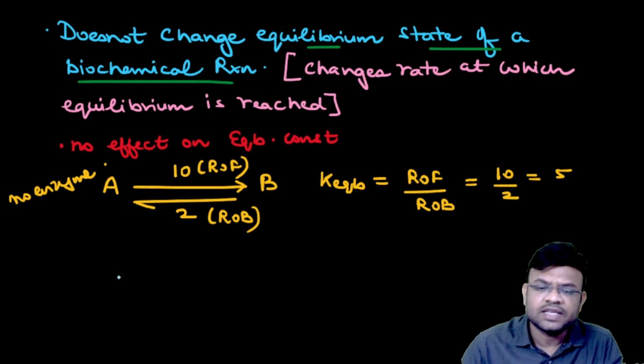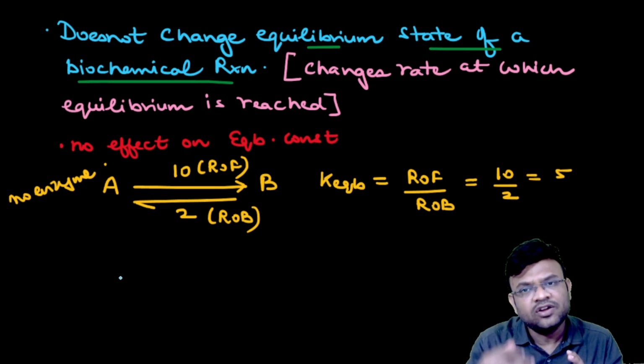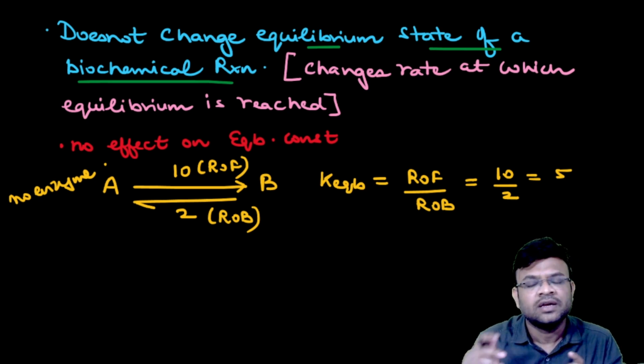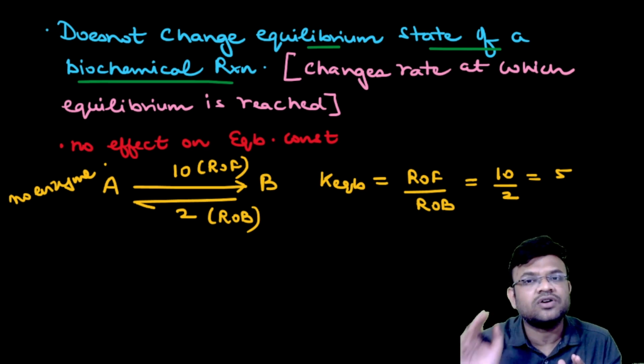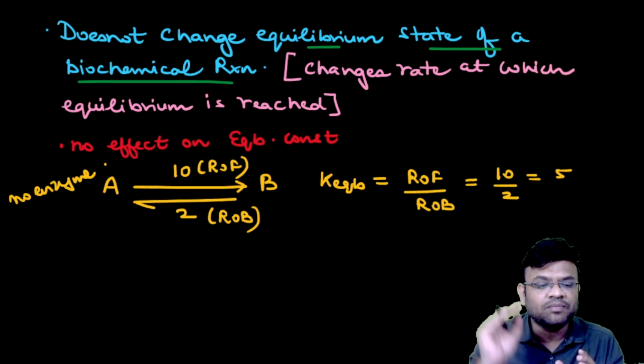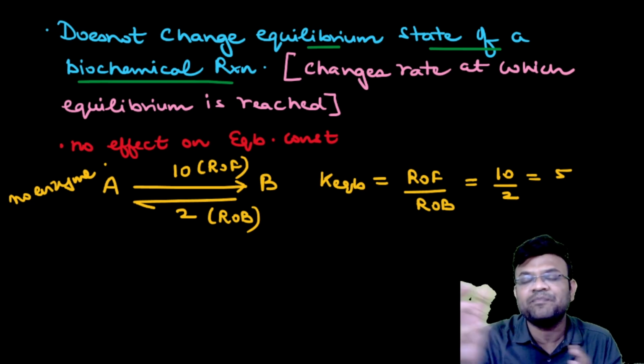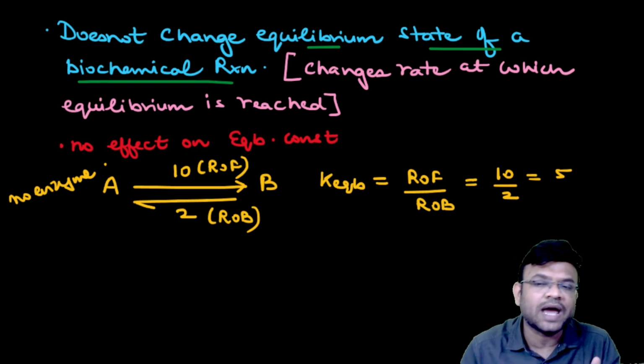So when you are using an enzyme, the rate of the forward reaction as well as the rate of the backward reaction are increased. Many students do not understand this. They only think that the enzyme will be affecting the rate of the forward reaction, but this is not true. The enzyme will be affecting both the reactions, the forward reaction as well as the backward reaction, and will be having the same impact on both of them.